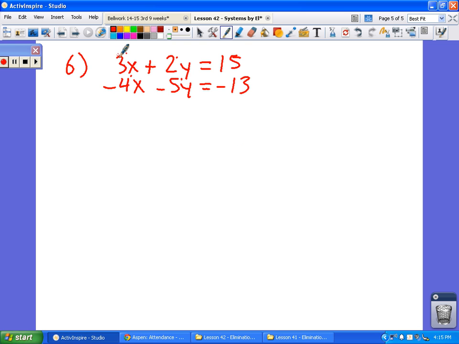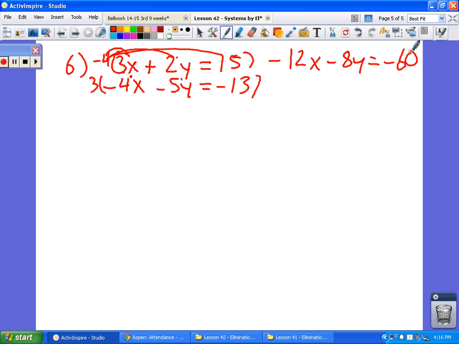So we're going to multiply the top equation by whatever is with x in the bottom equation. We're going to multiply by negative 4. The bottom equation, we're going to multiply with whatever is with x in the top equation, 3. So I'm going to write my new equations over here to the right. Negative 4 times 3x is negative 12x. Negative 4 times 2y is negative 8y. And negative 4 times 15 is going to be negative 60.